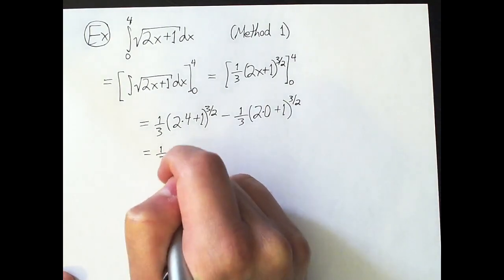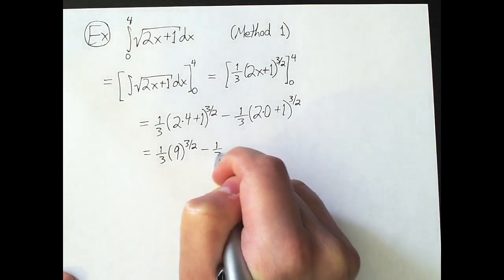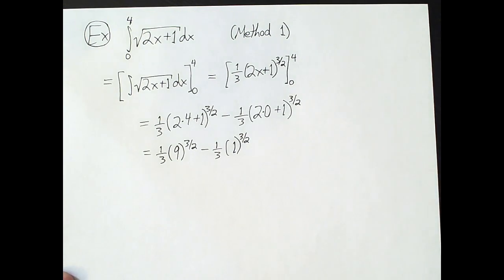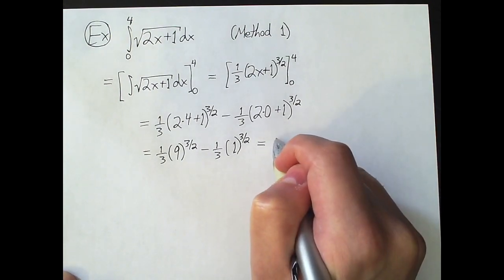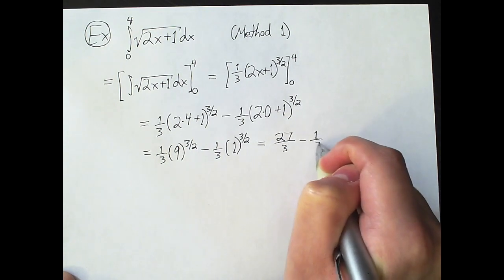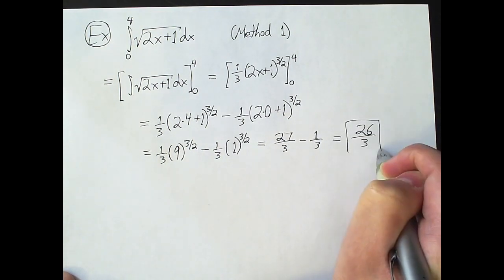All right, first things first, this is 9. And this is 1. So yeah, we can work with this. 9 to the 3/2, you could do a little scratch work off to the side if you need to, but you should find that you get 27 over 3 minus 1 over 3. So final answer of 26 over 3.